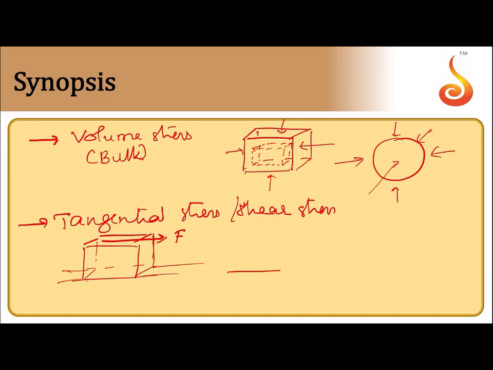Finally, the object will get a new shape like this. Under the influence of this force, the object changes its shape. Or you can think of wringing of clothes. So, the three stresses are, first of all, tensile and compressive, the second is volume stress, and the third is tangential stress.